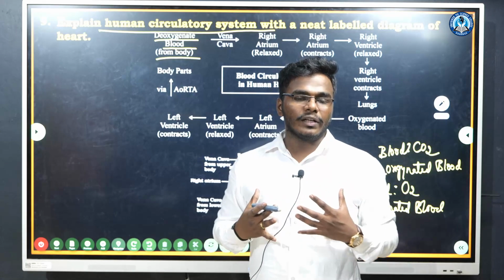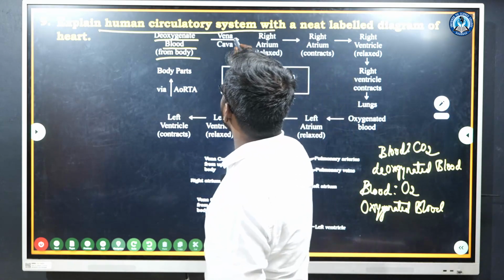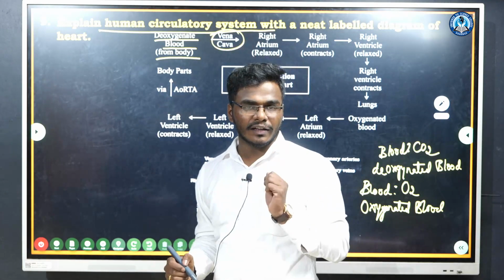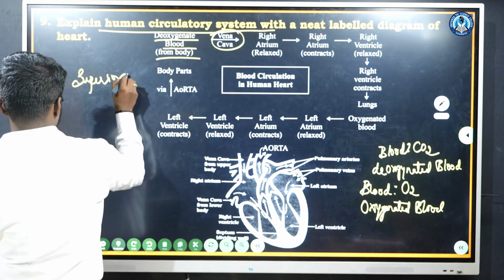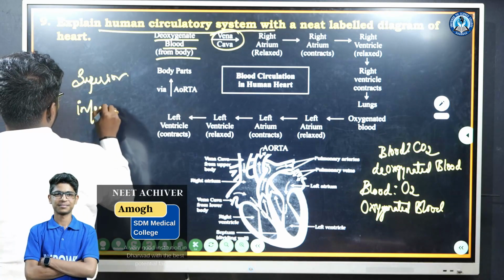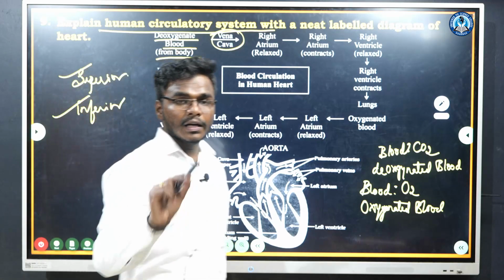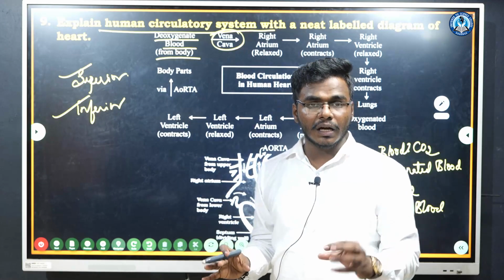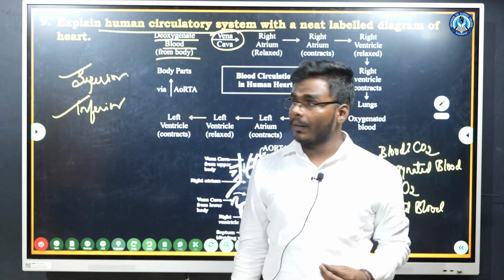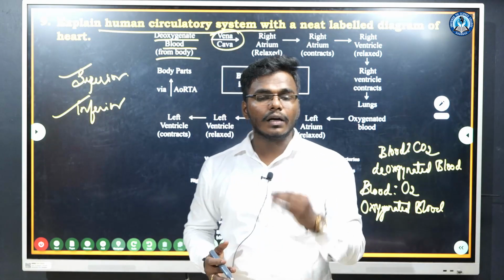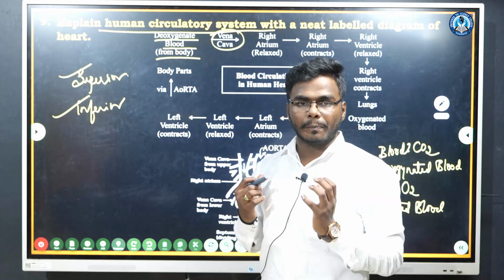The impure blood from the upper part of the body is brought by the vena cavas. There are two types of vena cava: one is the superior vena cava, the other is the inferior vena cava. The superior vena cava brings the deoxygenated blood from the upper part of the body, and the inferior vena cava brings the deoxygenated blood from the lower part of the body.